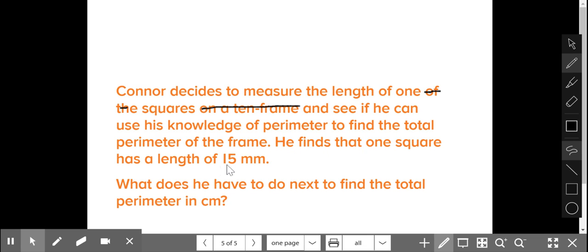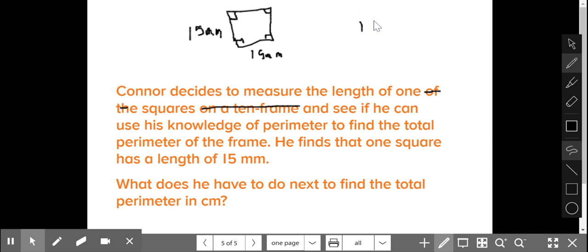He finds that 1 square has a length of 15 millimeters. There we go. Not the best square, but you can get it. 15 millimeters. Now, what do you already know about squares? If you know anything about squares, hopefully you know that a square has 2 sets of parallel lines, like a rectangle, but all 4 sides have the same length. So if all 4 sides have the same length, then this side is going to be 15 millimeters, this side will be 15 millimeters, and this side is 15 millimeters.